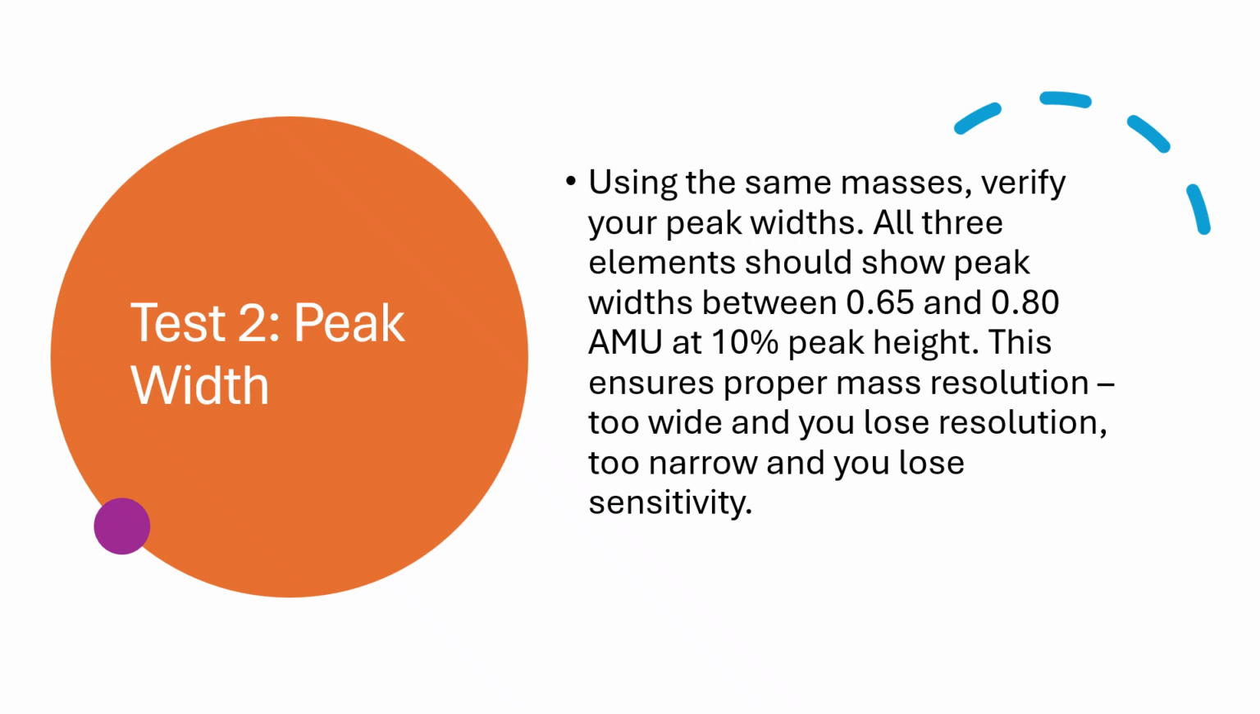Using the same masses, that is 7, 89 and 205, you're going to verify your peak width. So all three elements should show peak width between 0.65 and 0.80 AMU at 10% peak height. This ensures proper mass resolution. If your peak width is too wide, then you might lose your resolution, and if it's too narrow, then you lose sensitivity.